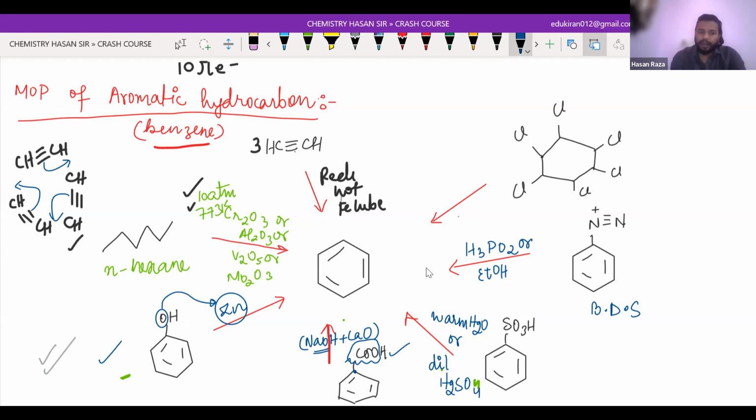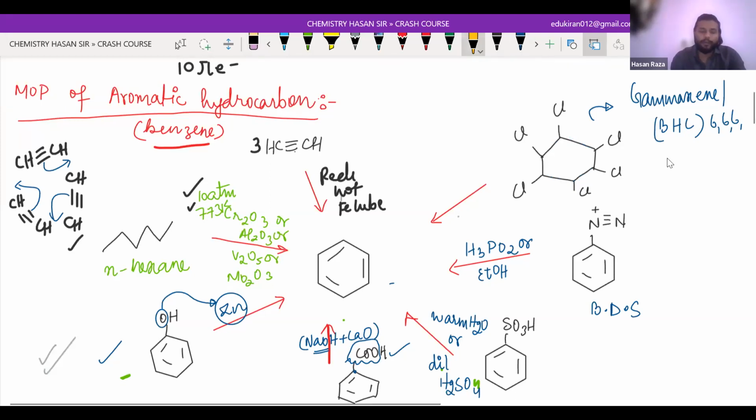And this compound is very important and famous, also known as BHC, benzene hexachloride, also known as 666. This is not benzene. Just be careful. Basically, this is a cyclohexane hexachloride, but its common name is benzene hexachloride.